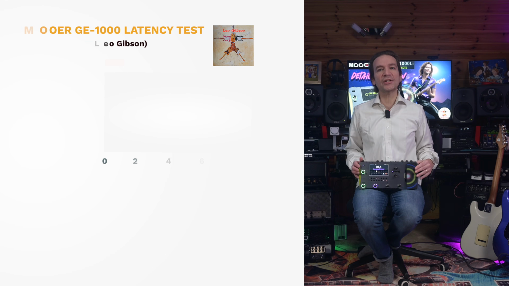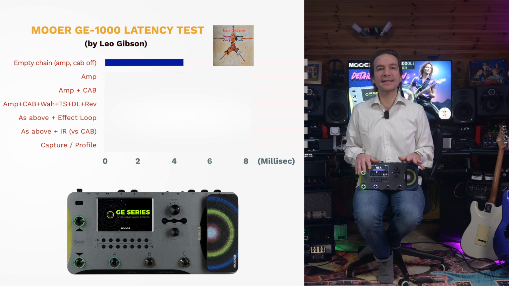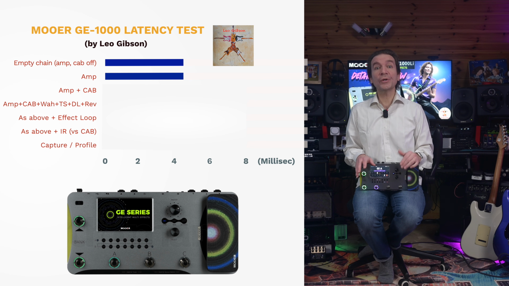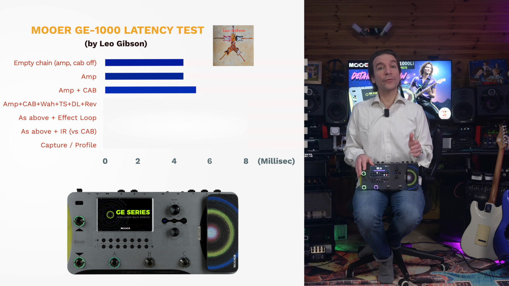If we keep the signal chain empty, with no effects selected and no amp or cab, we have 4.8 milliseconds of latency. Then, if we activate the amp block, we stay at 4.8 milliseconds. On the other hand, if we activate the cab block, we reach 5.1 milliseconds. Therefore, as with many other devices, the cab block is the most latency intensive of the whole signal chain.